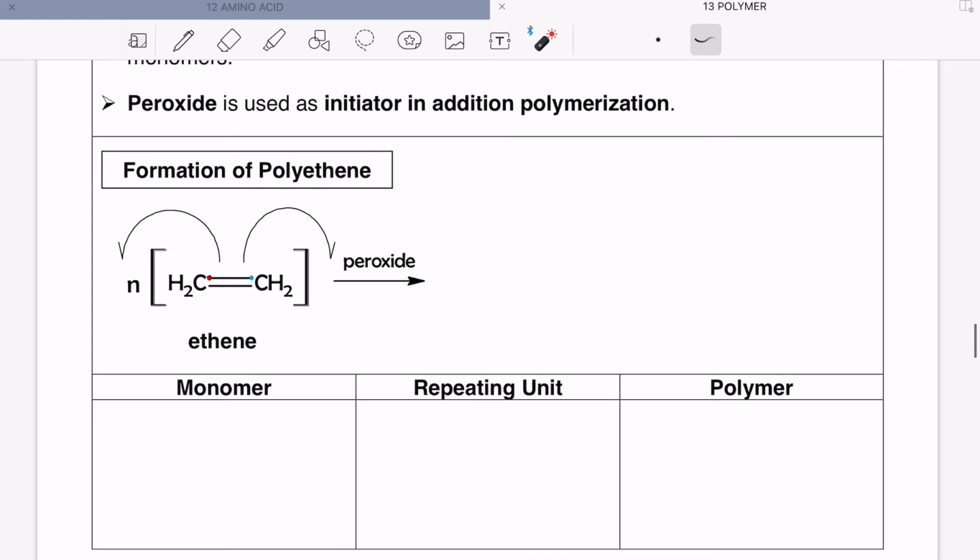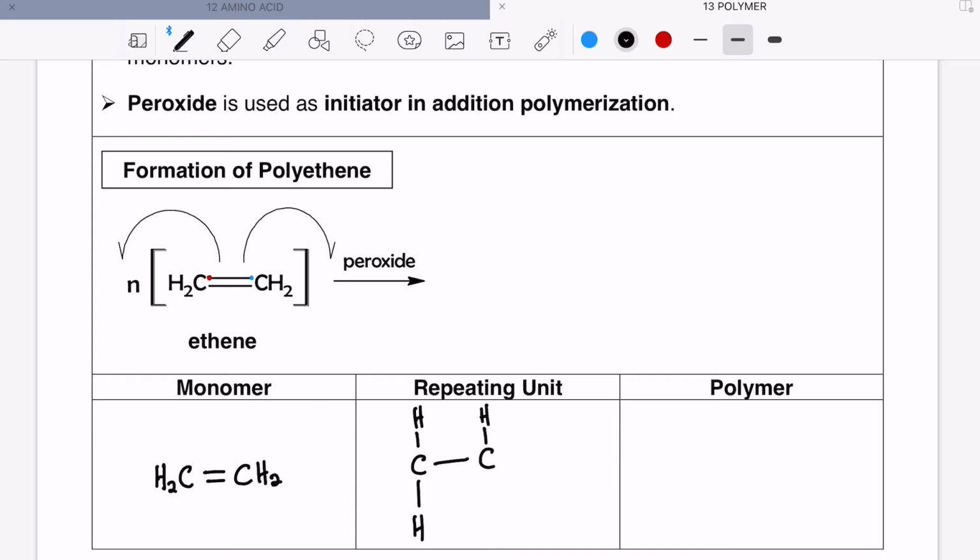So for this polyethene, from ethene, how are we going to fill in all the questions here? So the monomer is this. Always remember, monomer is the material before polymerization, so it's like a reactant. So the repeating unit, what is that? After the reagent has been polymerized, it is always repeating. So the repeating unit is this. I usually like to draw it like this.